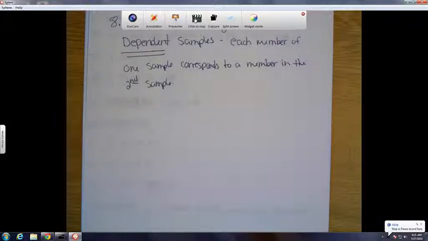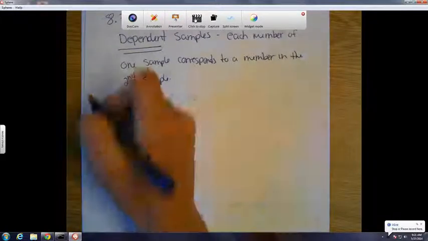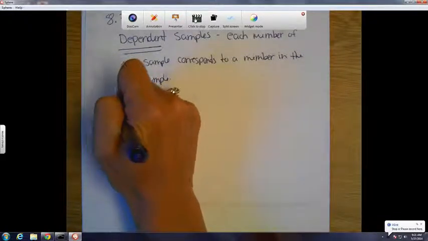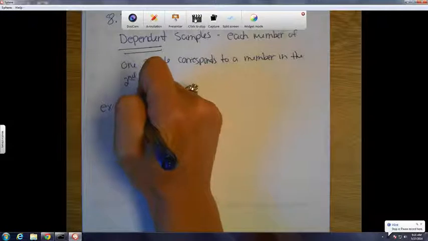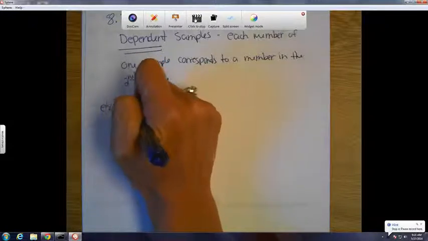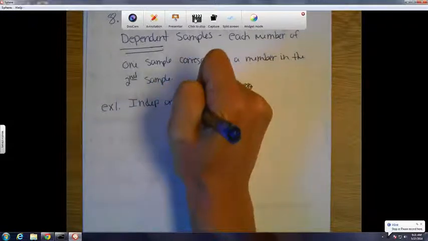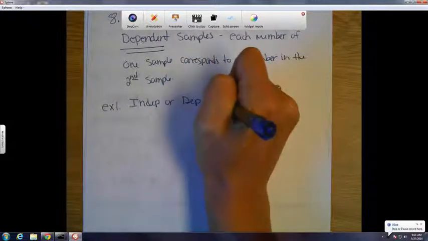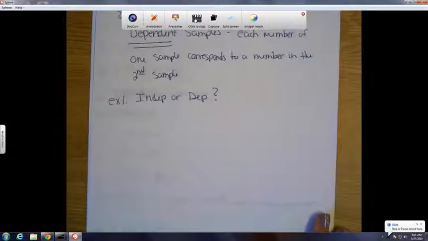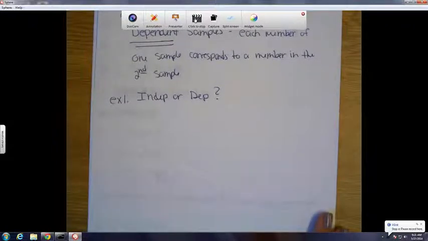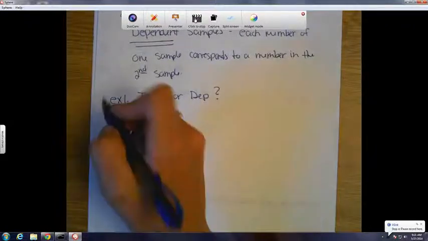So we're first just going to look at two situations where I've got independent samples, you can see the difference, and then where I've got dependent samples, just so you can wrap your brain around that. Are the two samples independent or dependent? Okay. Independent or dependent? Here's our first sample.